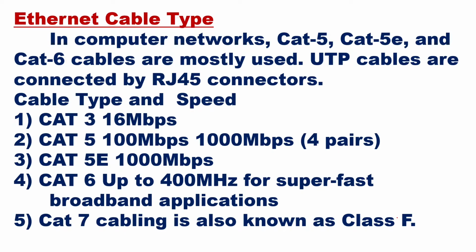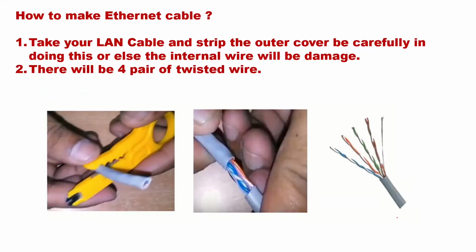Now, the cable type and the speed are as follows. A category 3 cable will have 16 megabits per second. Category 5 will have 100 megabits per second up to 1000 megabits per second. Category 5E will have 1000 megabits per second, and category 6 will go up to 400 megahertz for super fast broadband applications. Category 7 is also available. This cabling is also known as Class F. These are some types, from which Cat 5 and Cat 6 are mostly used in our computer networking. Then, how to make this Ethernet cable, that is, how to crimp the cable.